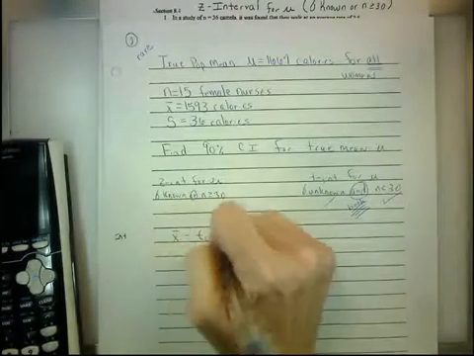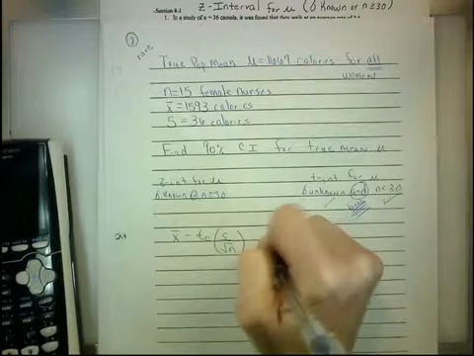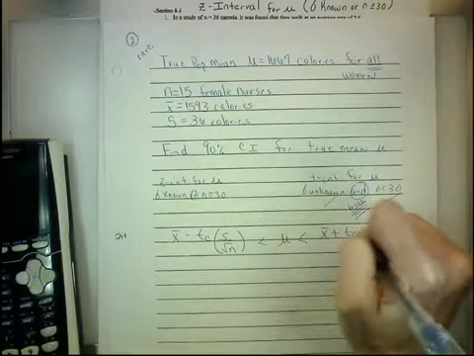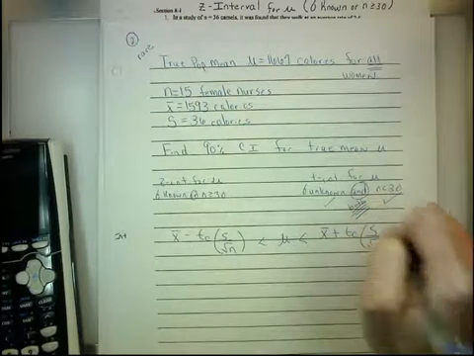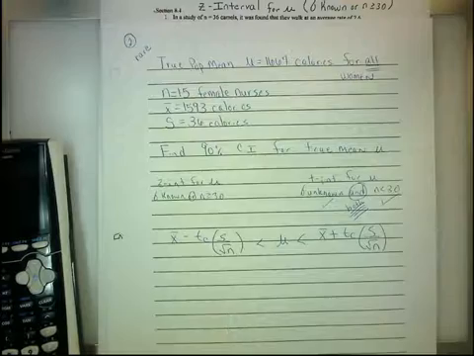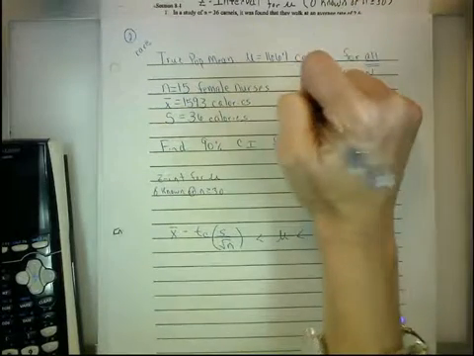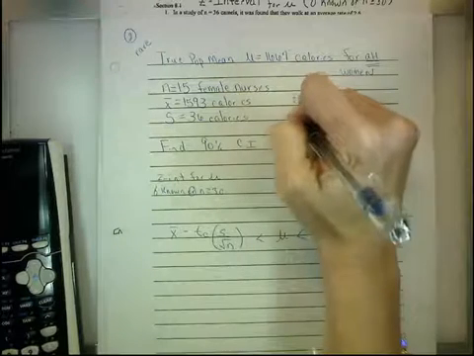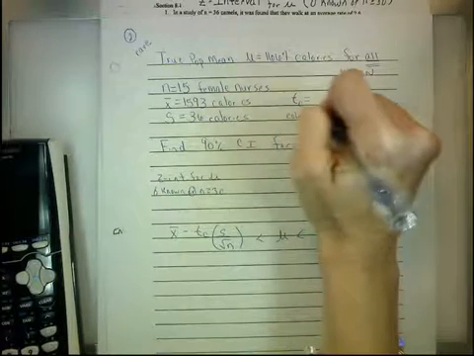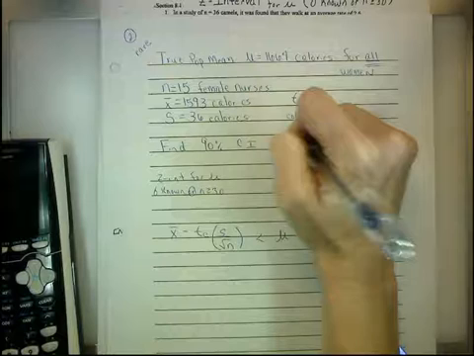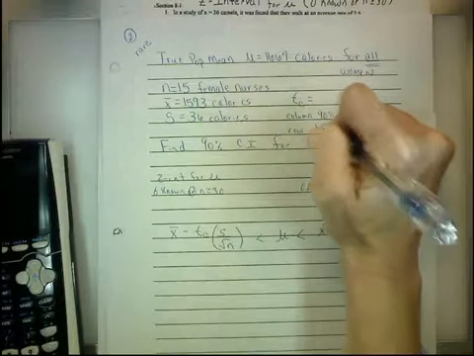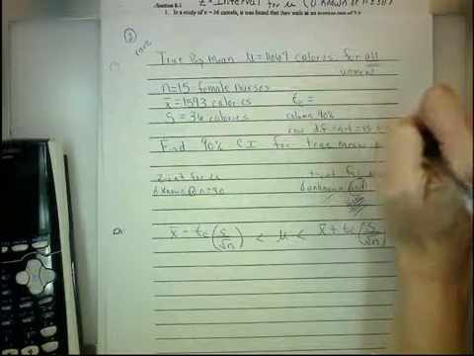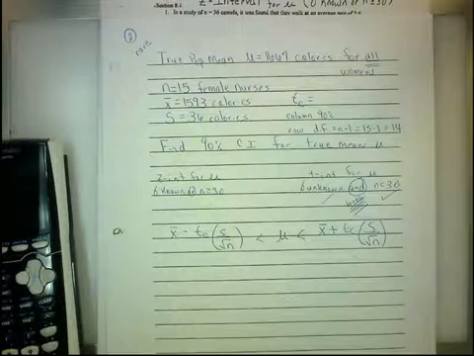sub C, S over the square root of N, to X bar plus T sub C, S over the square root of N. We do have to find our T sub C. So we will go to column 90%, and we will go to the row degrees of freedom 14. Row 14, column 90%.